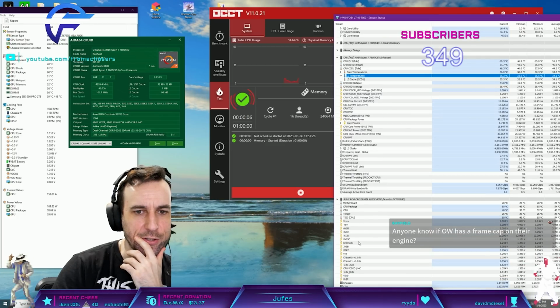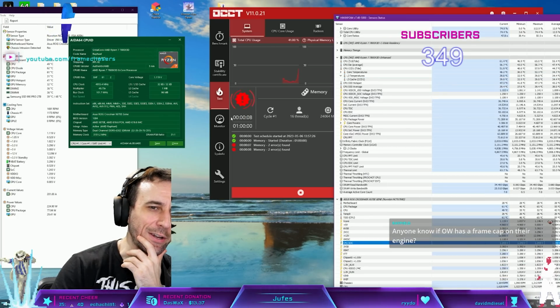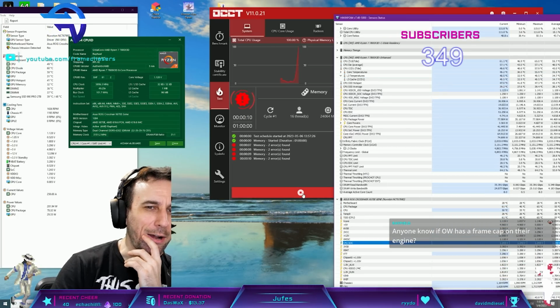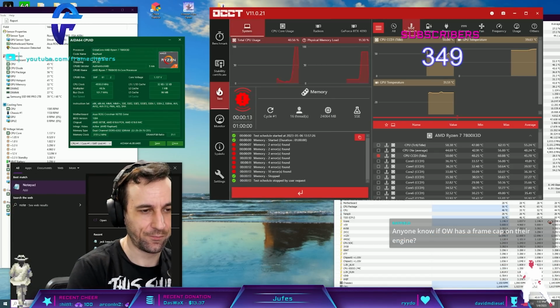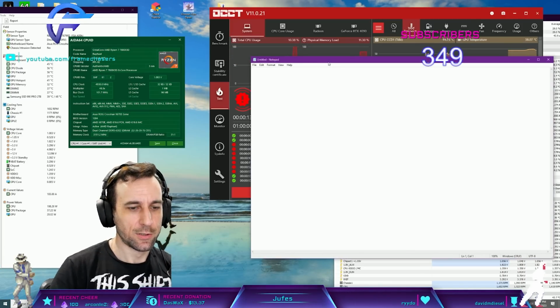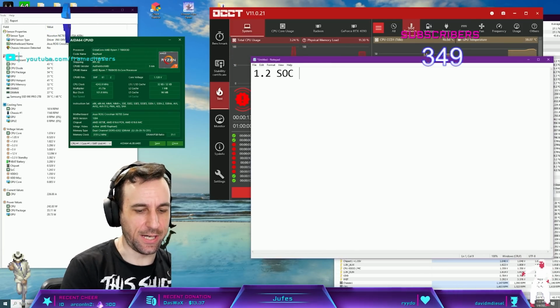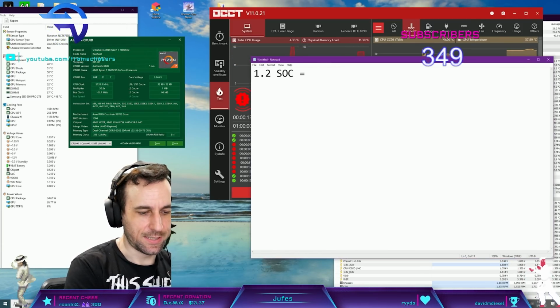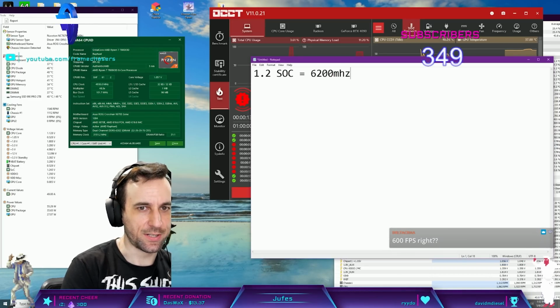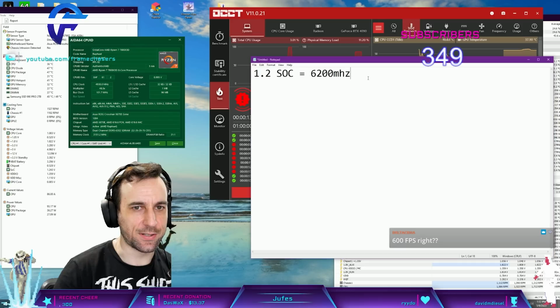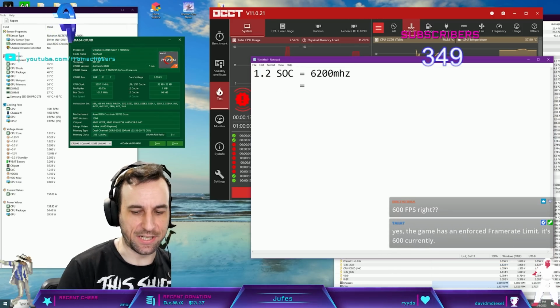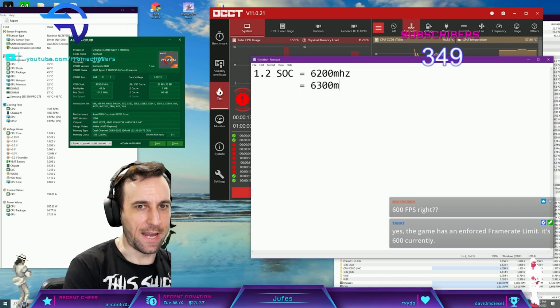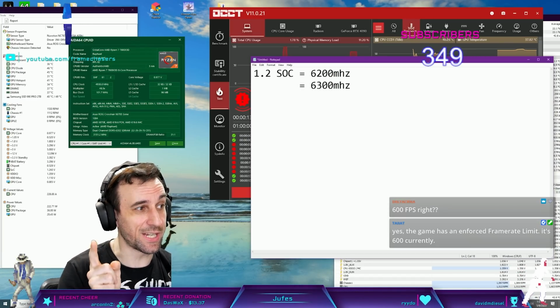SOC voltage of 1.2. Oh, it errored. Yeah, okay. I'm glad it errored. So 1.2 SOC equals 6,200 megahertz. And now we're at 6,300 megahertz and 1.25 SOC didn't work.